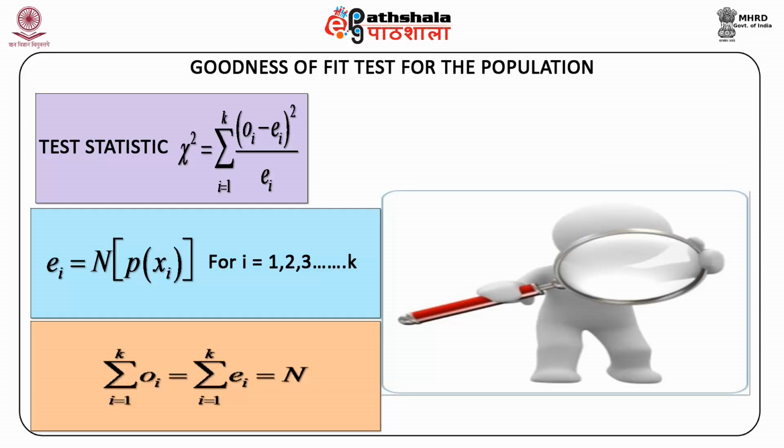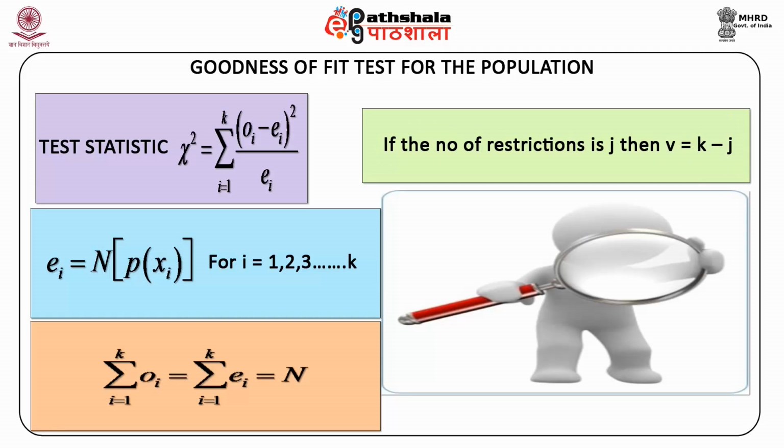If each of the observed frequencies exactly matches the corresponding expected frequency, chi-squared equals 0. The greater the discrepancy, the greater is the value of chi-squared. We can use the tabulated critical values of chi-squared to test the null hypothesis at the desired alpha level of the test. The degrees of freedom nu will be determined by the number of restrictions imposed by the number of estimated parameters used in calculating the Ei's.